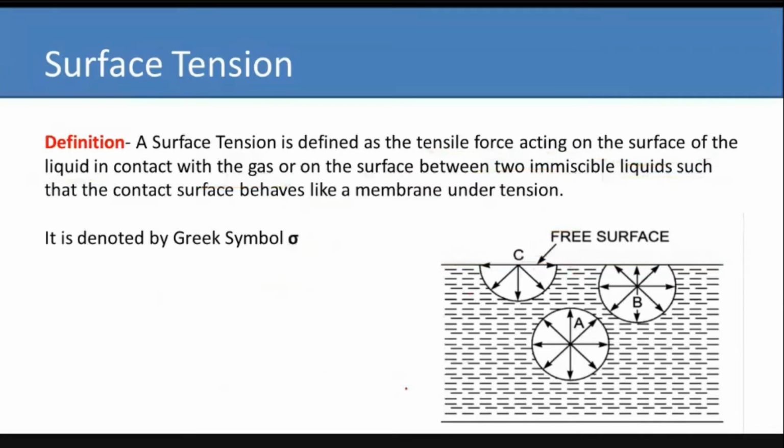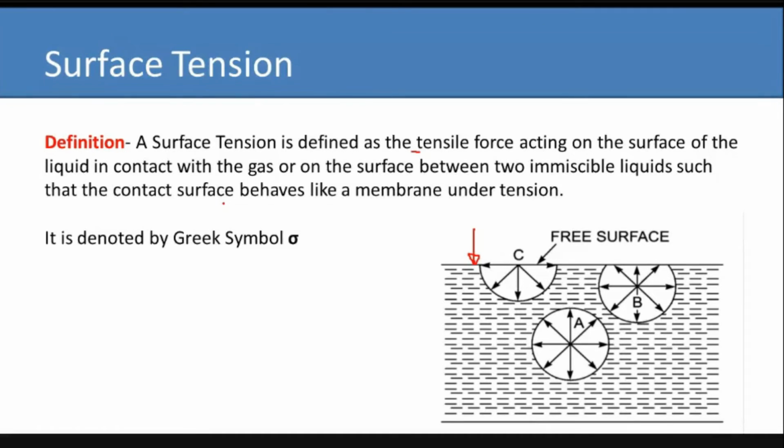So that the contact behaves like a membrane under tension. This property, or this type of force which is induced on the surface of a liquid, is nothing but surface tension. Again I am repeating the definition. Surface tension is nothing but the tensile force acting on the surface of the liquid in contact with the gas or between the two surfaces of immiscible liquids. Immiscible means two liquids which cannot be mixed. जैसे आप water और petrol को mix करोगे तो आपको you will find water settle हो जाएगा bottom में and petrol will float. So the mixture of petrol and water is an example of immiscible liquids.